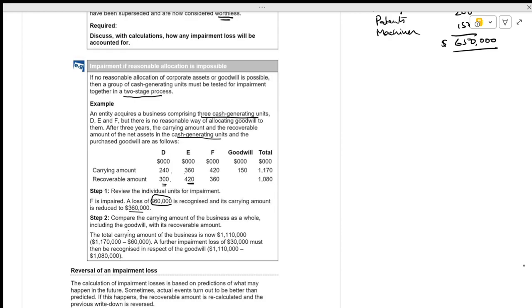What is the carrying amount? See the figures. It is 1,170, minus 60,000 for the impairment, so 1,170 minus 60. Next, how much is the total of the recoverable amounts? 300, 400 plus 360. This plus this plus this comes to this.